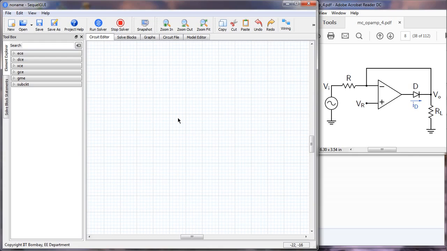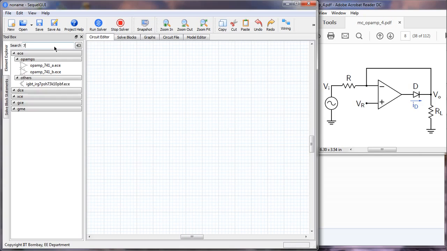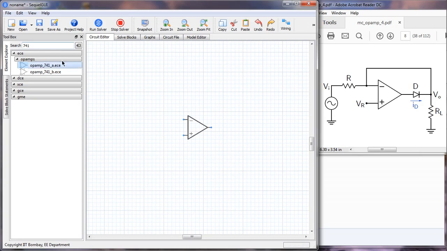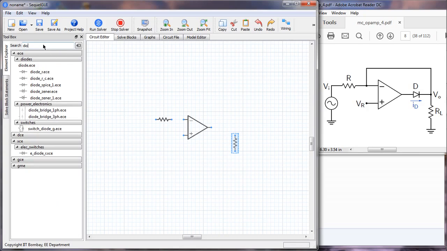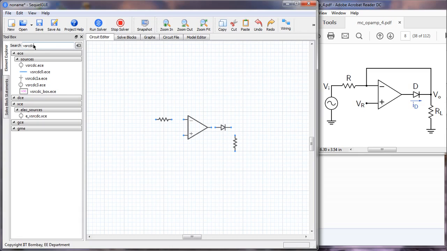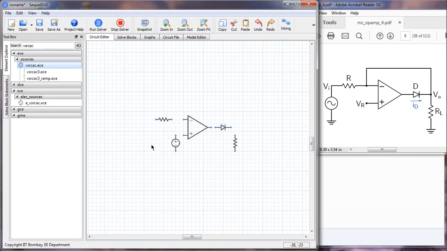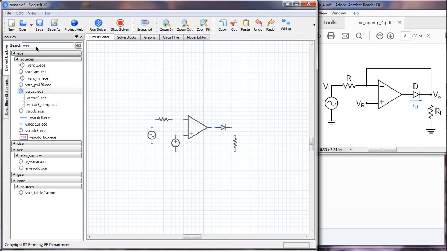Let us simulate the circuit that we just looked at, this circuit here, and verify its operation. To begin with, let us get the components that we require. We will use a 741 op amp. Resistors, of course. Then we require a diode. We will use a SPICE diode model. We require a DC voltage source for VR, that is called VSRC DC. We require an AC voltage source as the input voltage, that is VSRC AC. And we also require the reference node, that is ground.